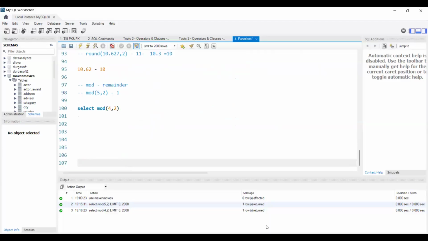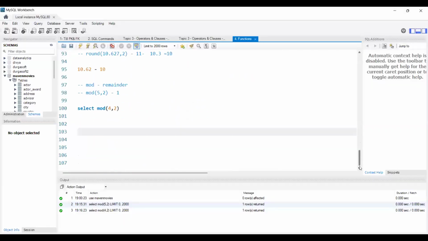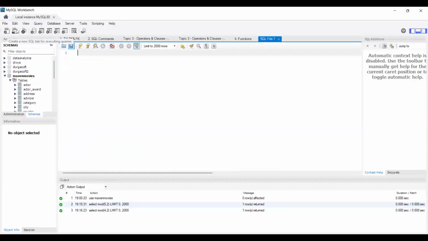All right. This is about numerical functions. Next, we have character functions. So let's do one thing. Let me save it in another file. Today I will upload this file. Is it okay? Let's write.